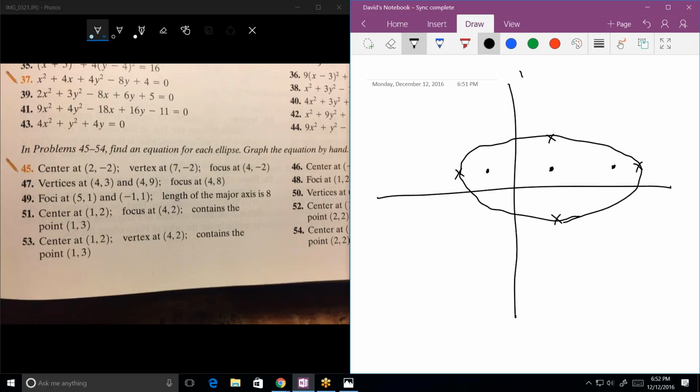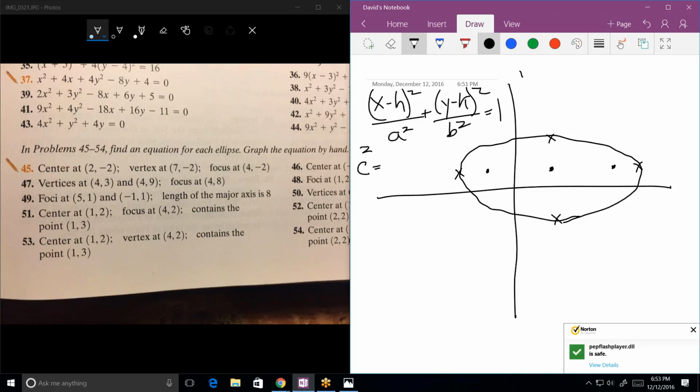So starting with the general, what's the general equation for a horizontal ellipse? It's going to be x minus h squared over a squared, and then y minus k squared over b squared. Once you get that first left side of it, you got it all. And again, we need to know what c squared equals. C squared equals a squared minus b squared.